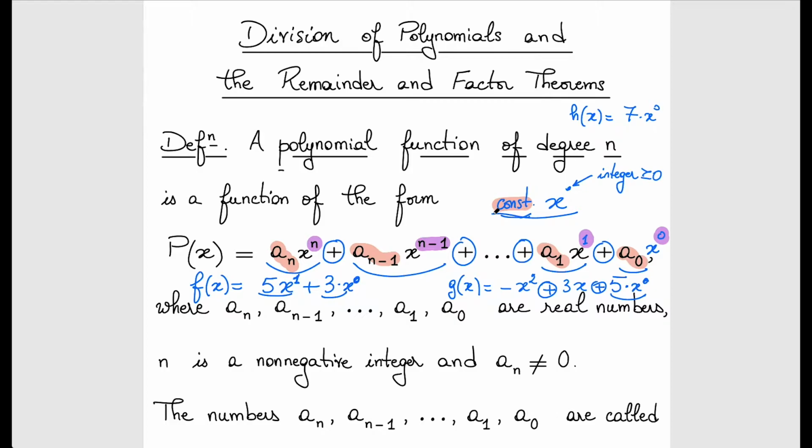And doesn't it look like a constant times x to the power of something, where this something is an integer greater than or equal to 0? Yeah, it looks like a constant times x to the power of an integer greater than or equal to 0. So it's actually 0 in this case. Which means that 7 is a polynomial, correct? So 7 is a polynomial. And there is nothing special about 7.